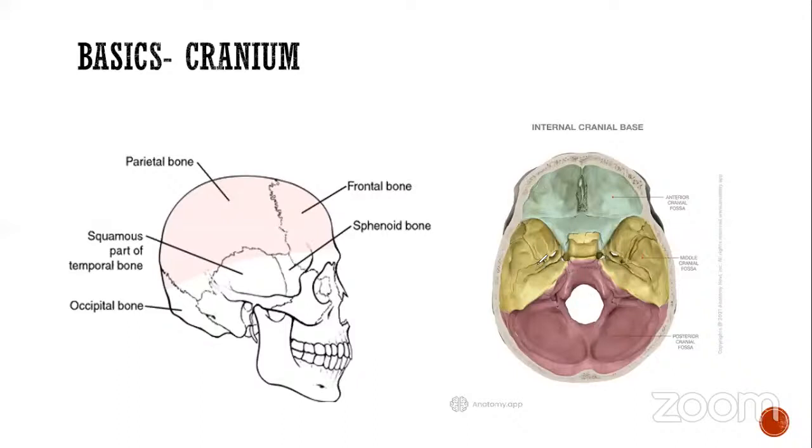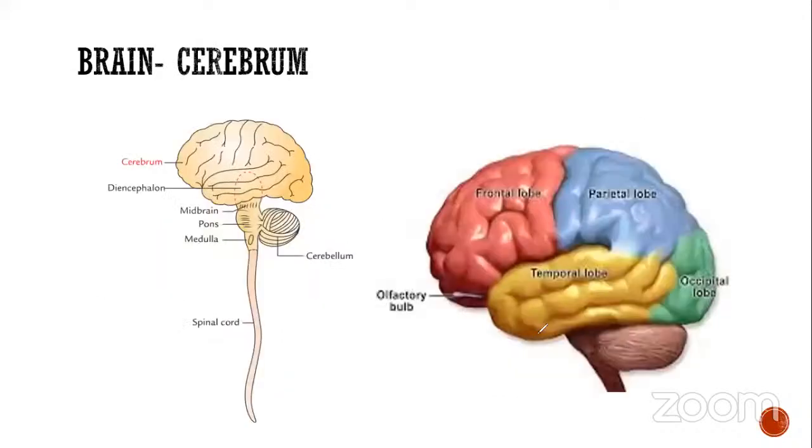The middle cranial fossa is formed by the greater wing of the sphenoid bone and the petrous part of the temporal bone. It lodges the pituitary gland and the temporal lobe of the cerebral hemisphere. And the posterior cranial fossa is formed by the petrous part of the temporal bone and the occipital bone behind. It lodges the cerebellum, pons, midbrain, and fourth ventricle. Next, that is the brain.